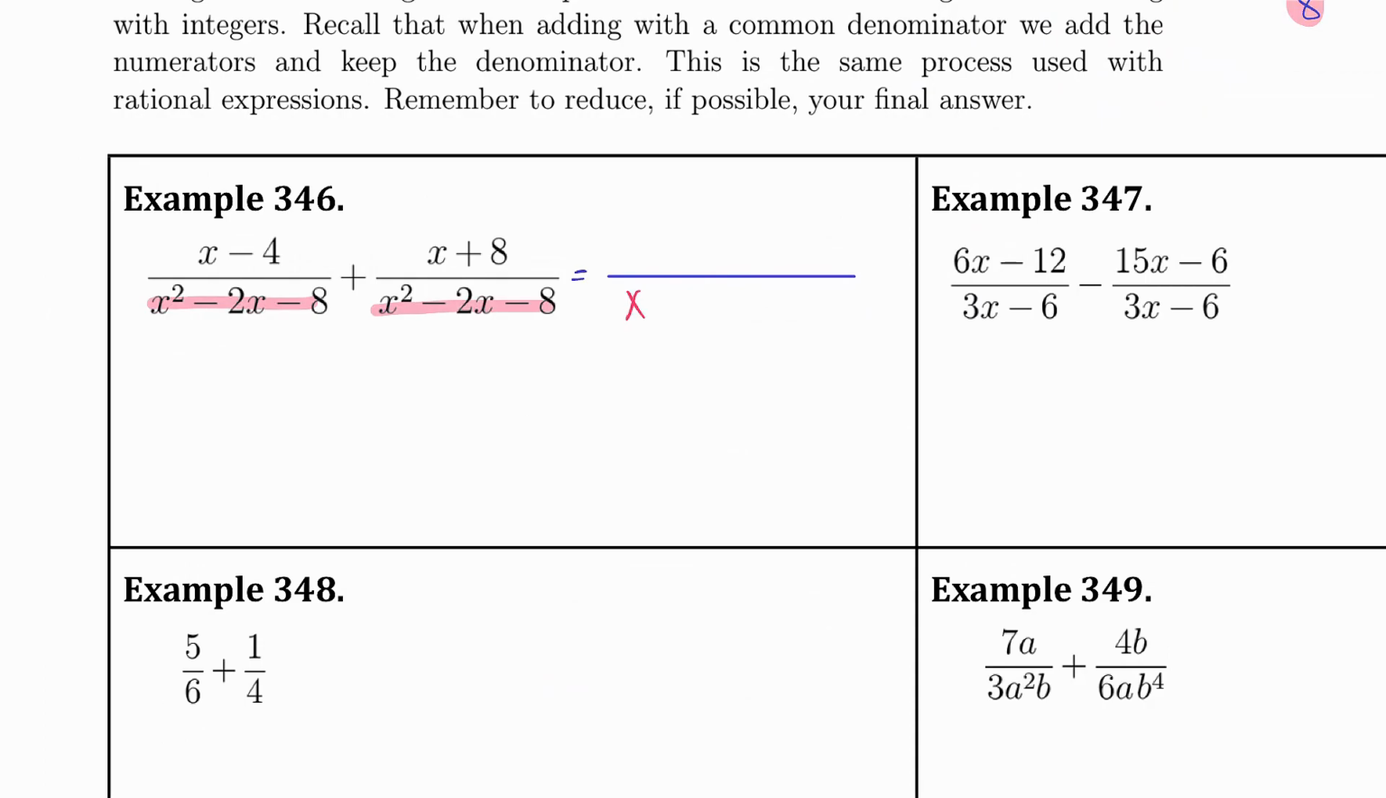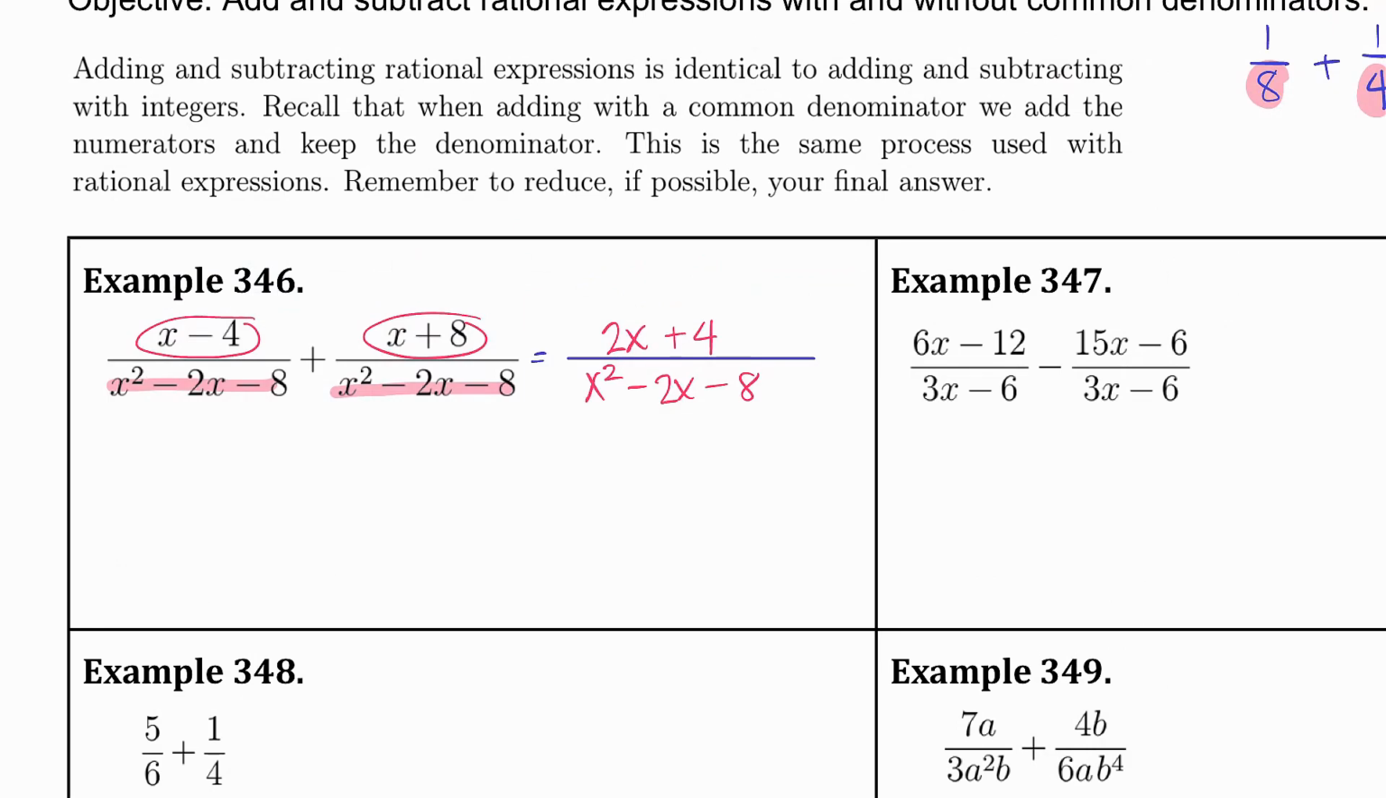We keep our denominator the same, x squared minus 2x minus 8. And then we add our numerators. And when we're adding these, we're basically just combining like terms. So x plus x gives me 2x. Negative 4 plus 8 gives me positive 4. So we have 2x plus 4 on top, x squared minus 2x minus 8 on bottom.